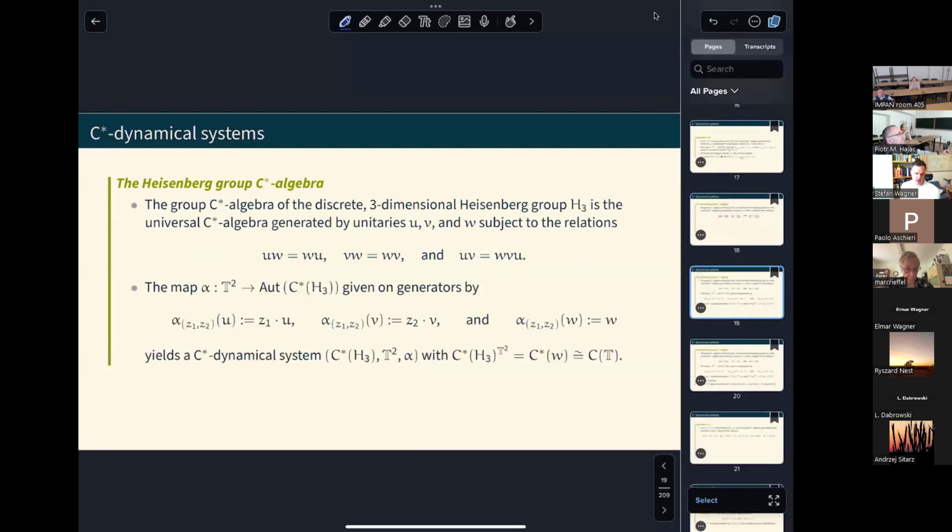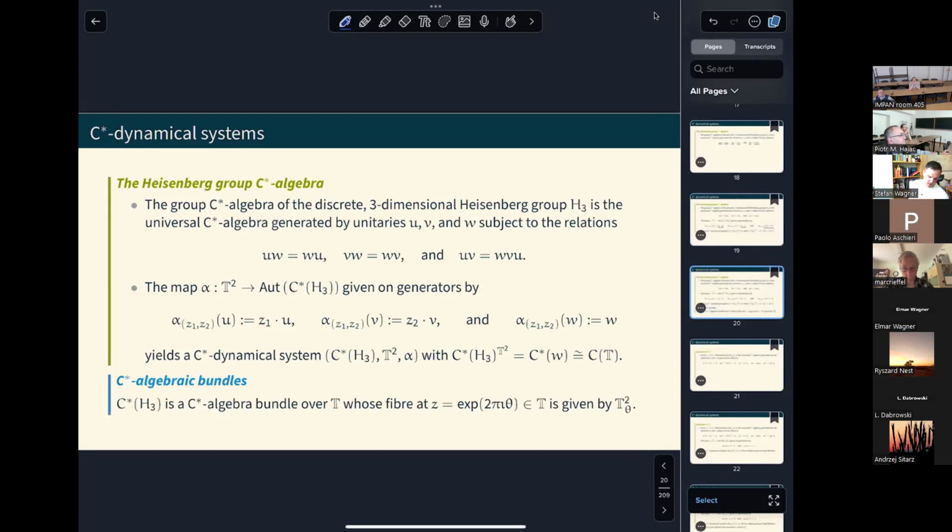And on this, you also have an action by the classical two torus. Well, how is this? Again, an element of the two torus acts on U by multiplying with the first component. It acts on V by multiplying with the second component. And W is simply fixed by the action. And what you see is a C-star dynamical system. And of course, the question is, what is the fixed point algebra? And then you can see this is the C-star algebra generated by the element W, which is simply the functions on the circle. But it's a commutative C-star algebra.